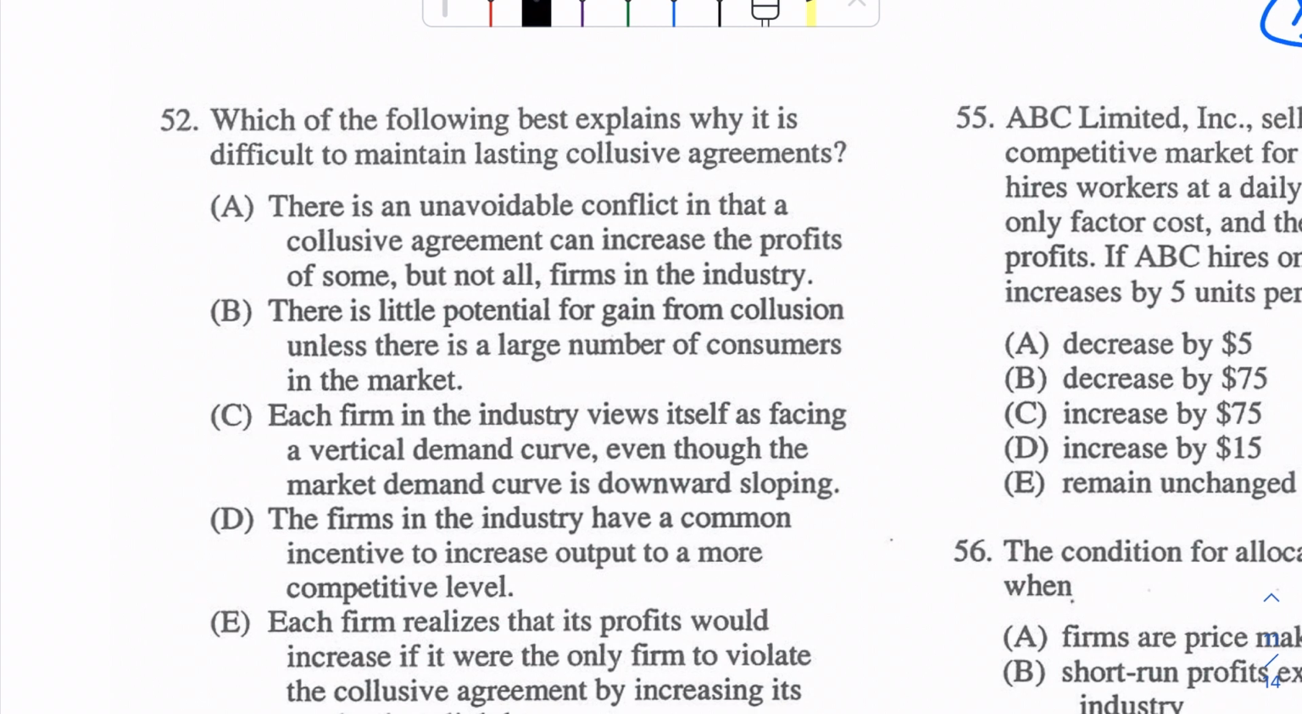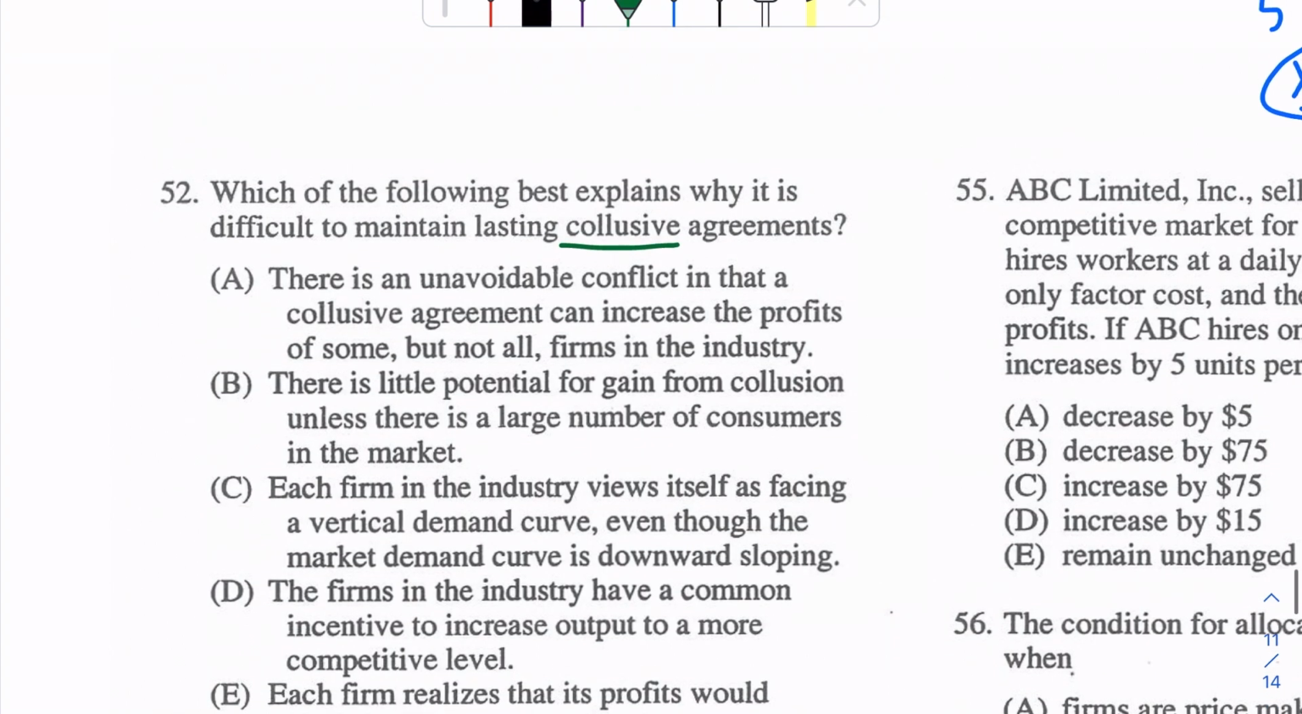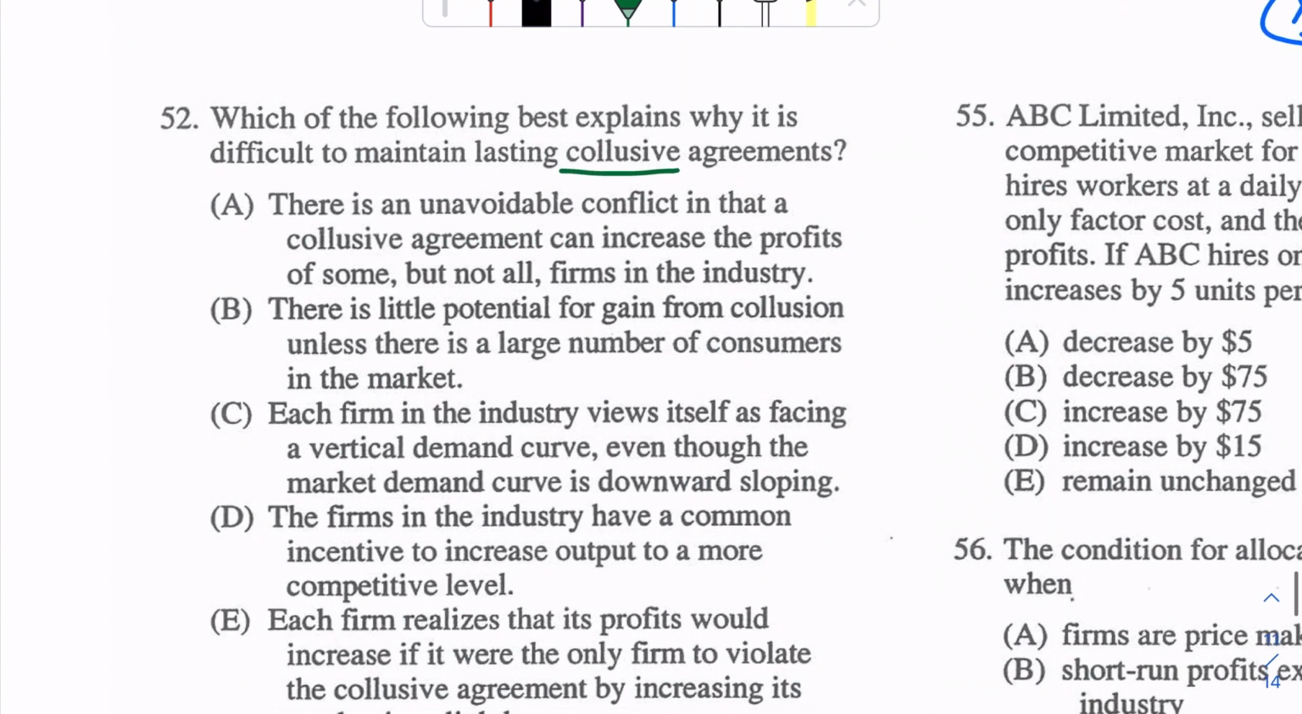All right. So number 52. Which of the following best explains why it is difficult to maintain a lasting collusive agreement? So remember, collusive is dealing with the oligopolies, and what they're doing is they're calling each other on the phone and they're saying, "Hey, let's increase our price and decrease our quantity to maximize profits." Right. So, why is this not a lasting agreement?